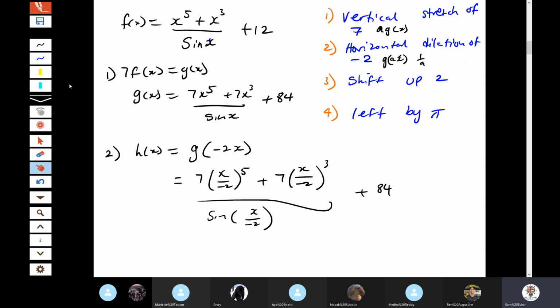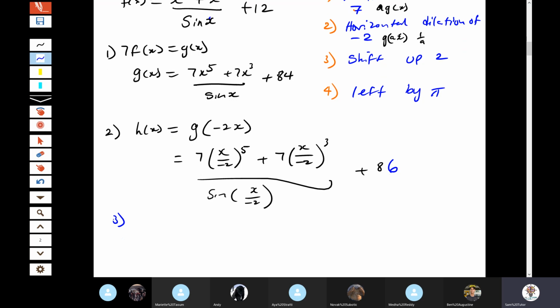That's h of x. Shift it up, number 3. Shift it up by 2. I really don't want to rewrite this, so I think we can all agree that becomes 86. That's number 3. And then left by pi. I'll do that one, number 4.